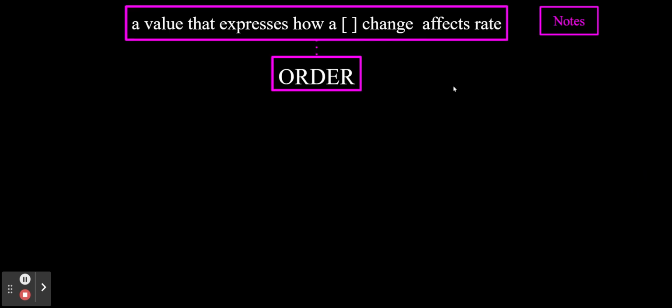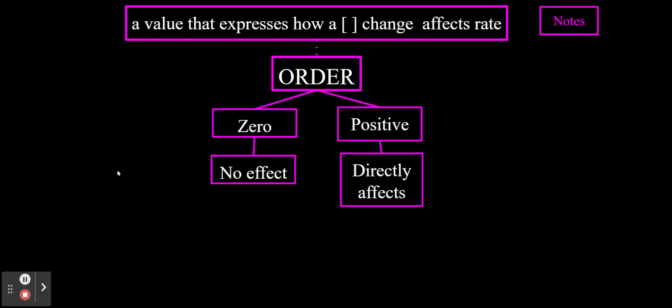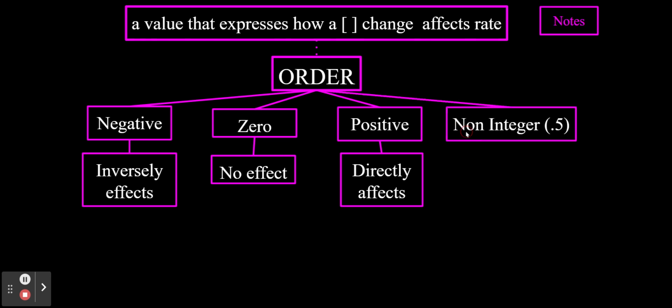So here's what order means for rate law. It's a value that expresses how a concentration affects rate. Zero order, we talked about, has no effect, whereas the order can be a positive or negative integer. The most common in AP is zero, first, or second. Positives, these are first and second orders, directly affect, meaning they increase the rate. A negative would make it decrease. Now, if it's a non-integer like a half, they do exist, but those are a little rarer.